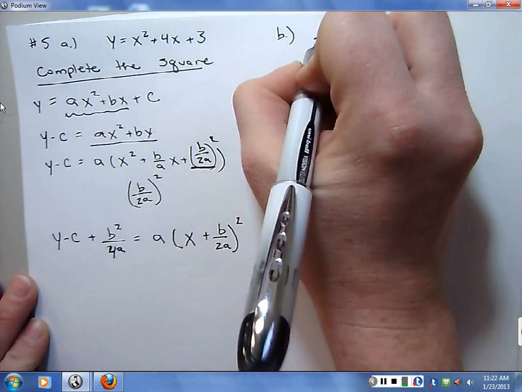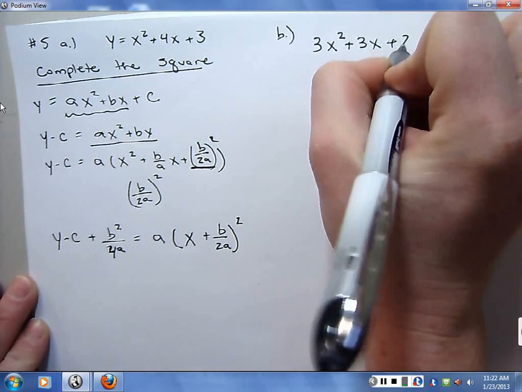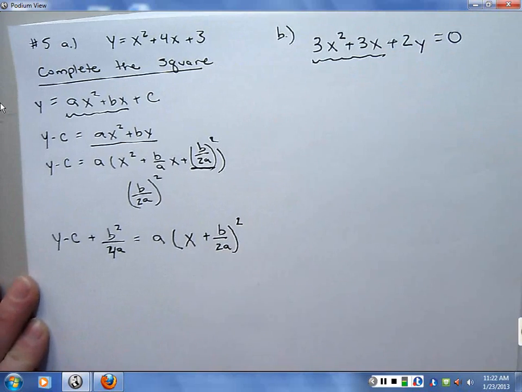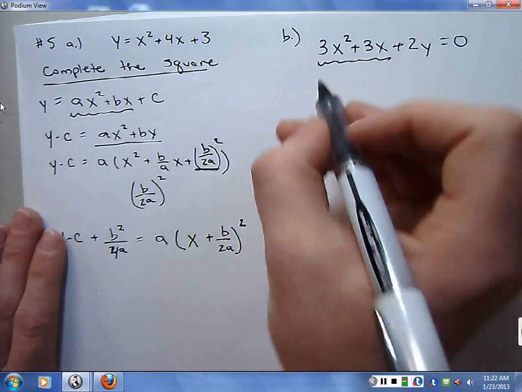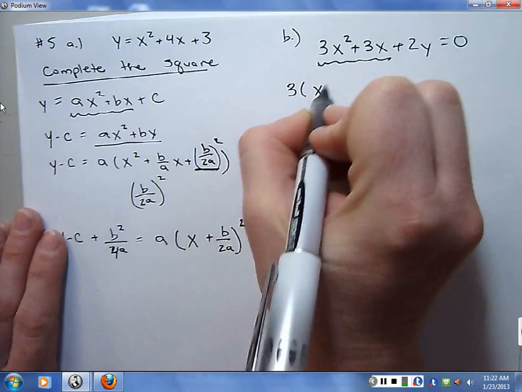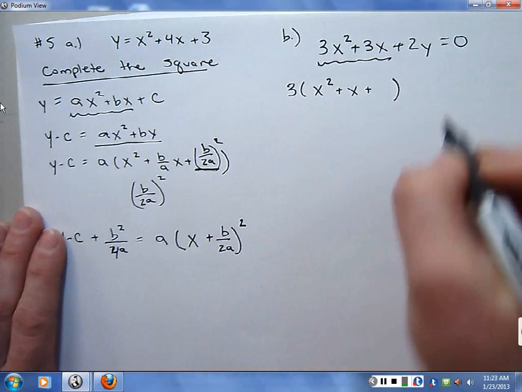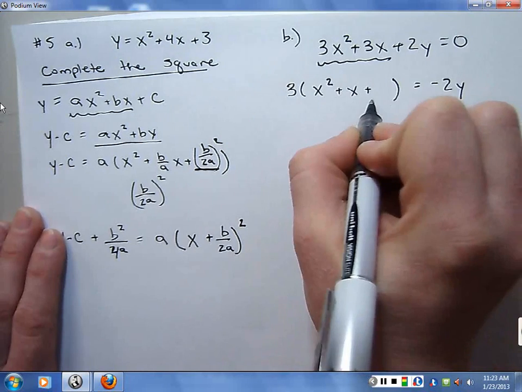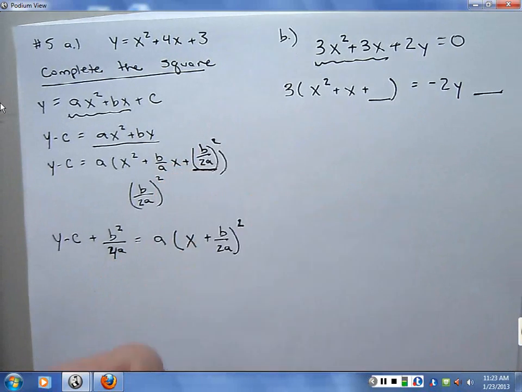We have 3x squared plus 3x plus 2y equals 0. We're asked to complete the square, so we're going to complete the square on the x's, because that's what's squared. Move the y to the other side. So I'm going to pull out the 3. I'm left with x squared plus x plus something equals minus 2y. Now, whatever I put here, I also have to put here. I have to remember that I have a 3 in front, too, so I have to deal with that.